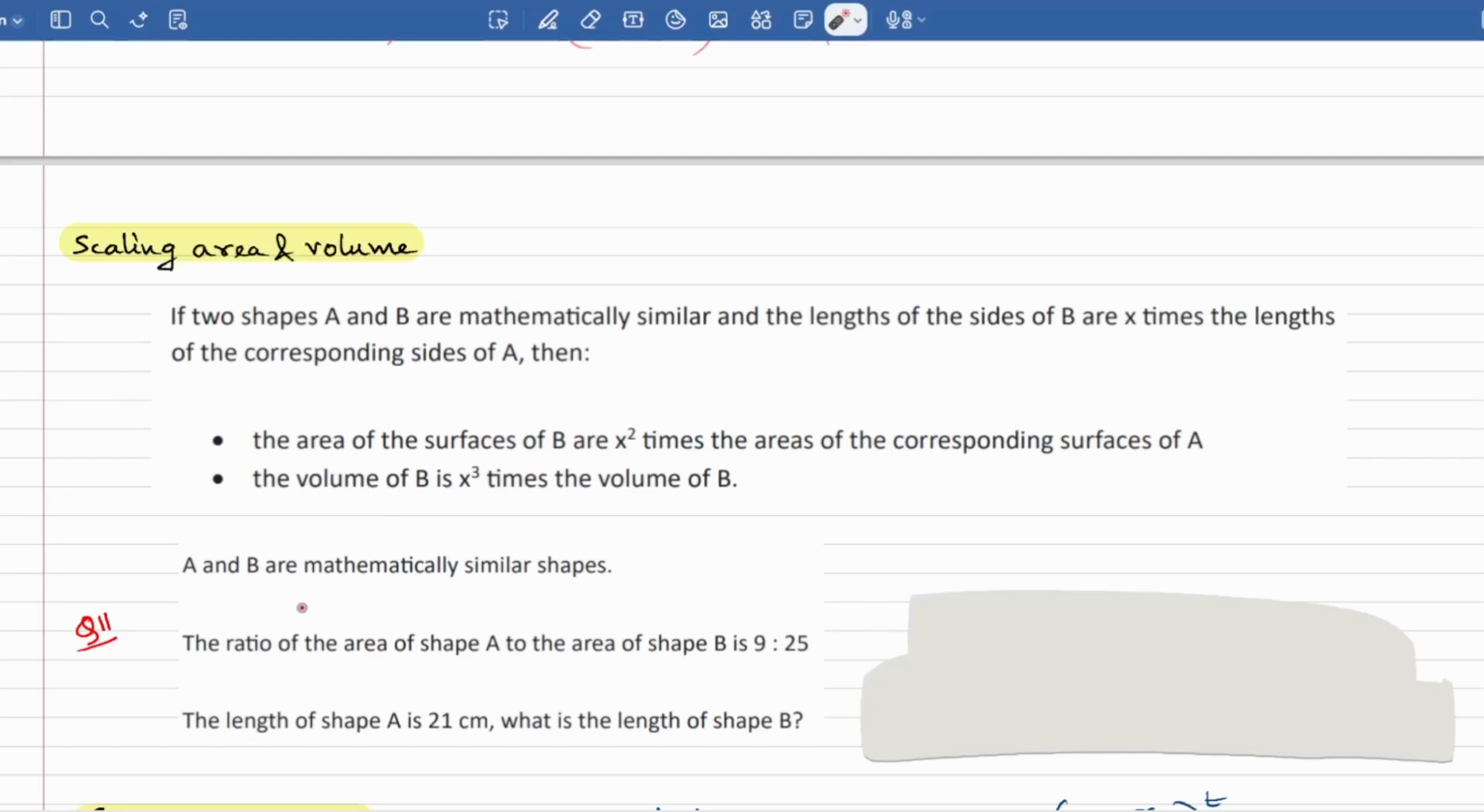Using the scaling formula, try this question. A and B are mathematically similar shapes. The ratio of the area of shape A to the area of shape B is 9:25. The length of shape A is 21. What is the length of shape B?